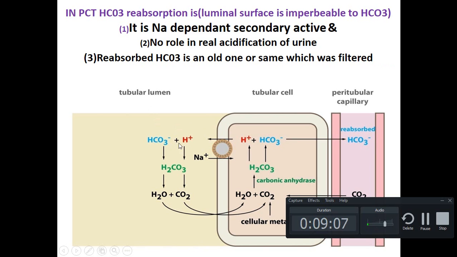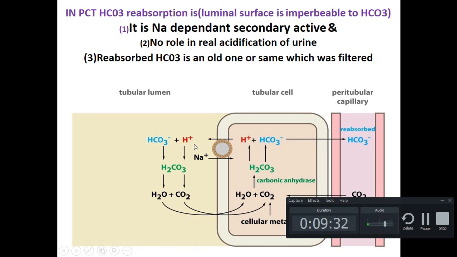And the third point, very important, is that the bicarb which is reabsorbed over here is the same bicarb which is present over here. So this bicarb is known as an old bicarb. It is an old bicarb because the bicarb which is reabsorbed here is the same bicarb which is present in the lumen. That's why we call it an old bicarb.